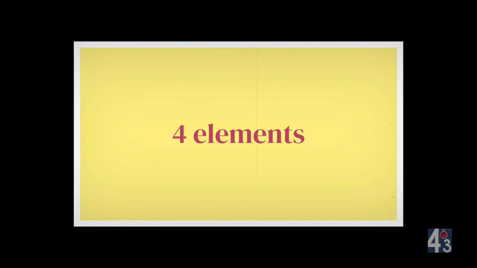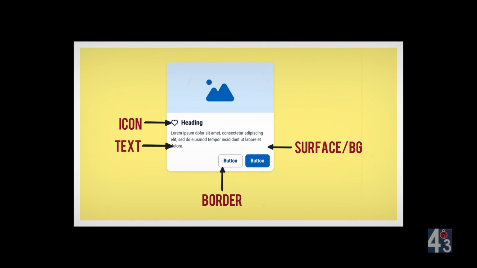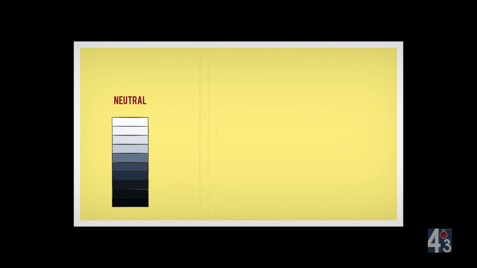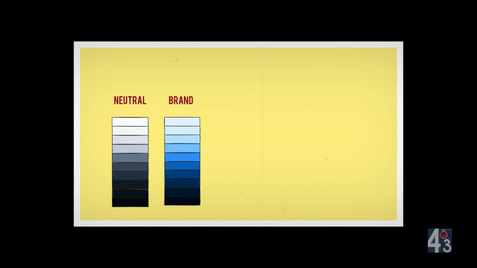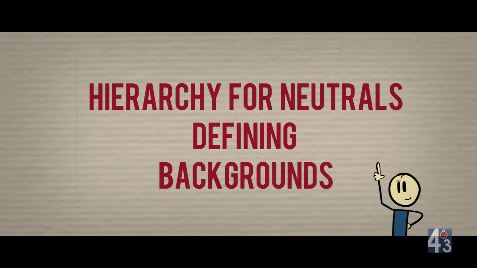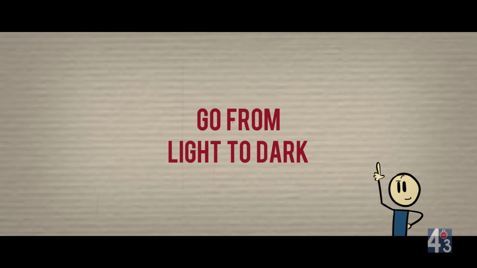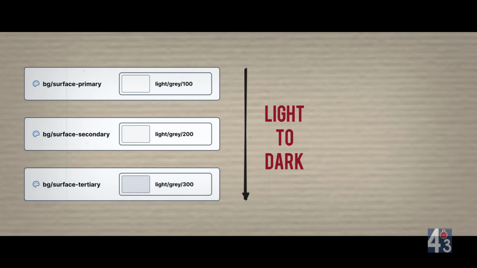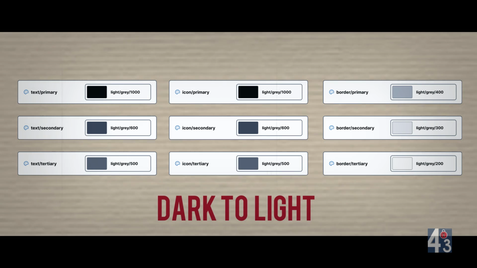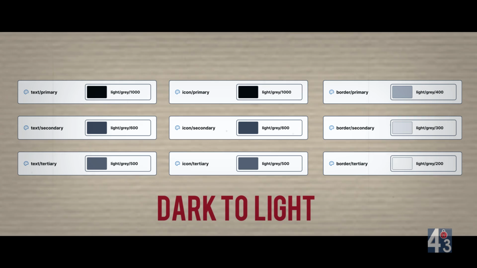Now there are 4 elements for which you assign colors: background, text, icon, and border. Each of the 4 elements could have neutrals or grays and semantic colors like brand, positive, danger, and warning. Now hierarchy for the neutrals that define backgrounds usually go from light to dark. So primary would be lightest and tertiary would be darkest. But this would be just jumps of 1 to 2 shades like 100, 200, 300 and so on. However, the hierarchy for the text, icon and border neutrals would be from dark to light.